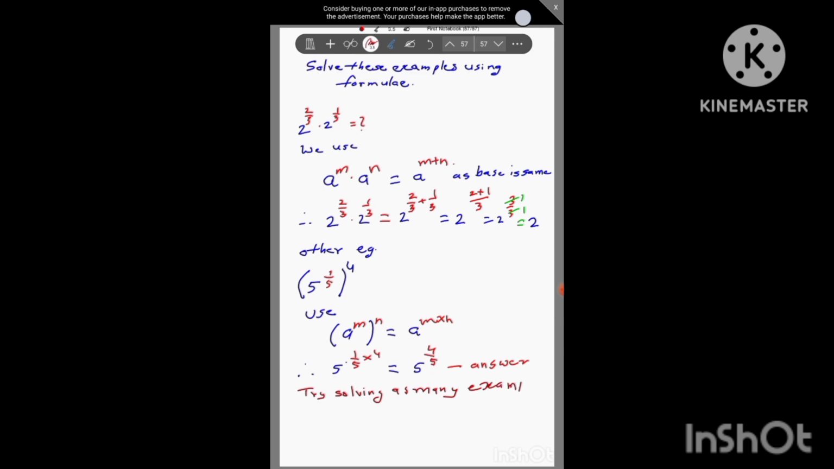Now solve as many examples as you can to make the maths subject very easy. Okay, write and learn the formulas by heart. Don't just read and learn by heart. Okay, these are the techniques given by me.